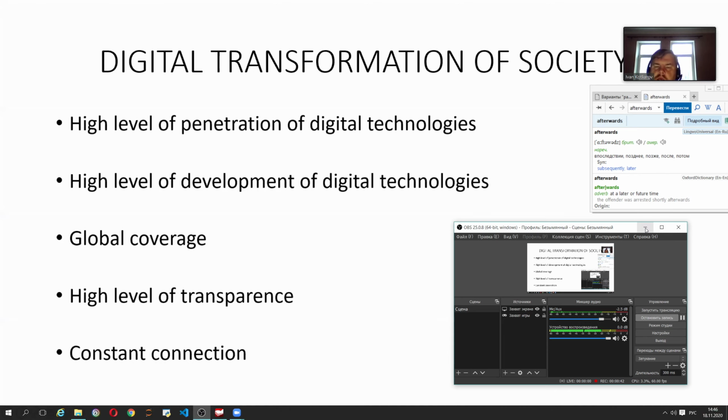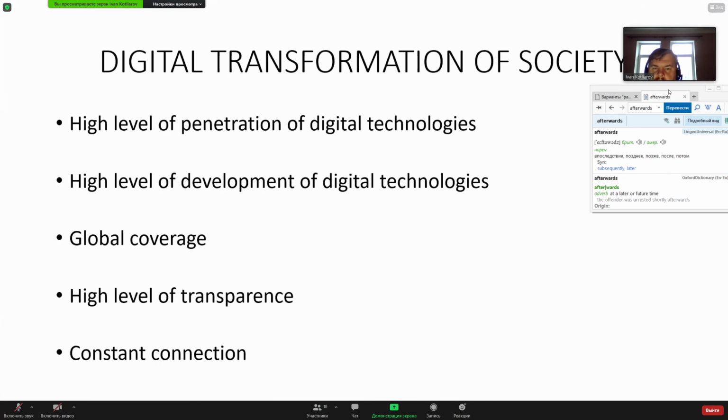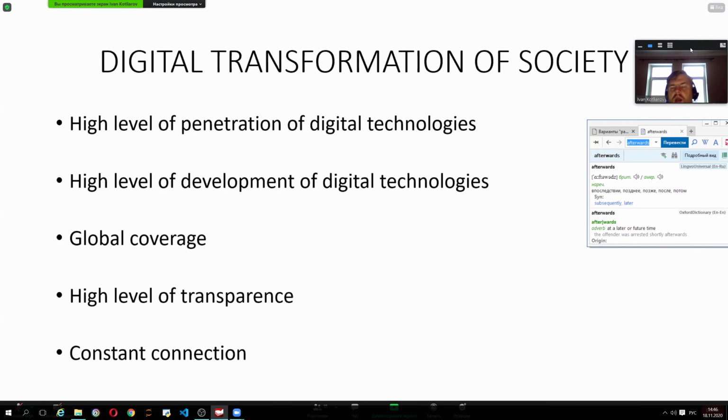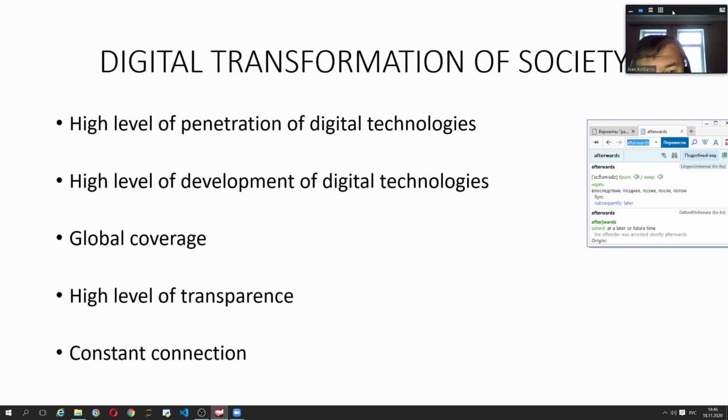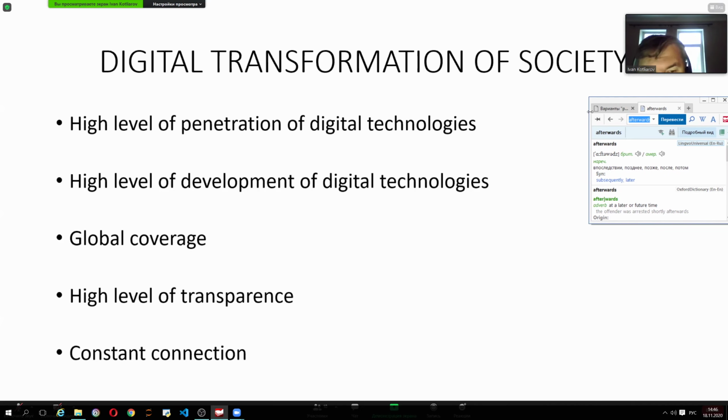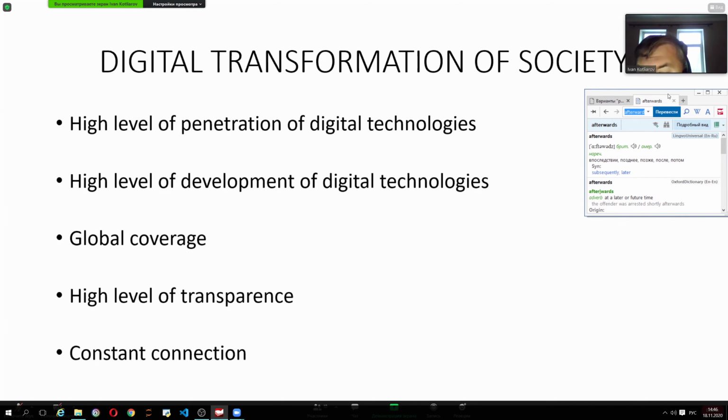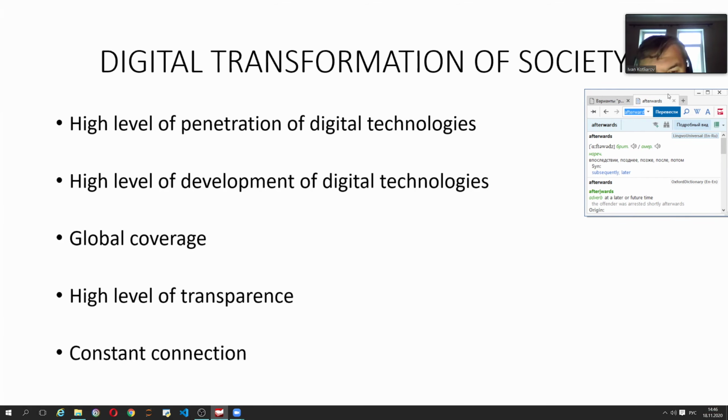What are the key features of the digital transformation of society? Ladies and gentlemen, first of all, I will try to mention the high level of penetration of digital technologies. What does it mean? Okay, actually, it's very simple. Everybody has a smartphone. Okay, virtually everybody. If you live in Amazonia in the jungle, probably you don't have your smartphone, but in most other cases, you usually do. And thanks to this smartphone, you have access to a lot of information and to a lot of different software that simplifies your life, or at least tries to simplify your life.